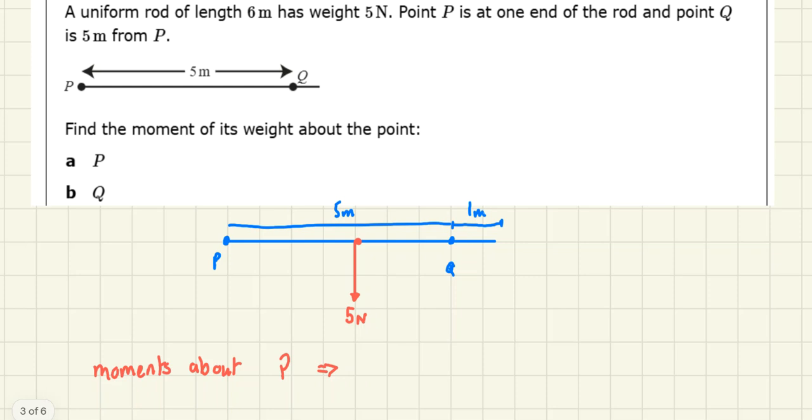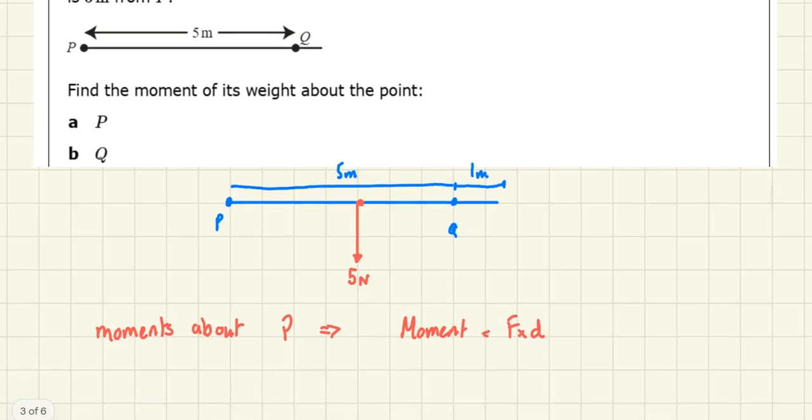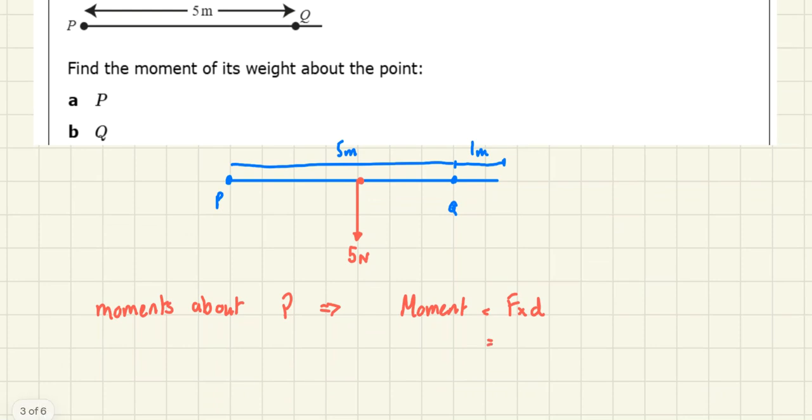2.5 times... careful. The moment is equal to force times distance. We said that. So I'm after the moment. What's the force? 5. The distance is 3. Why 3 and not 2.5? It's the whole rod. It's not the difference between these 2 points. This mass is acting from the center of the rod.